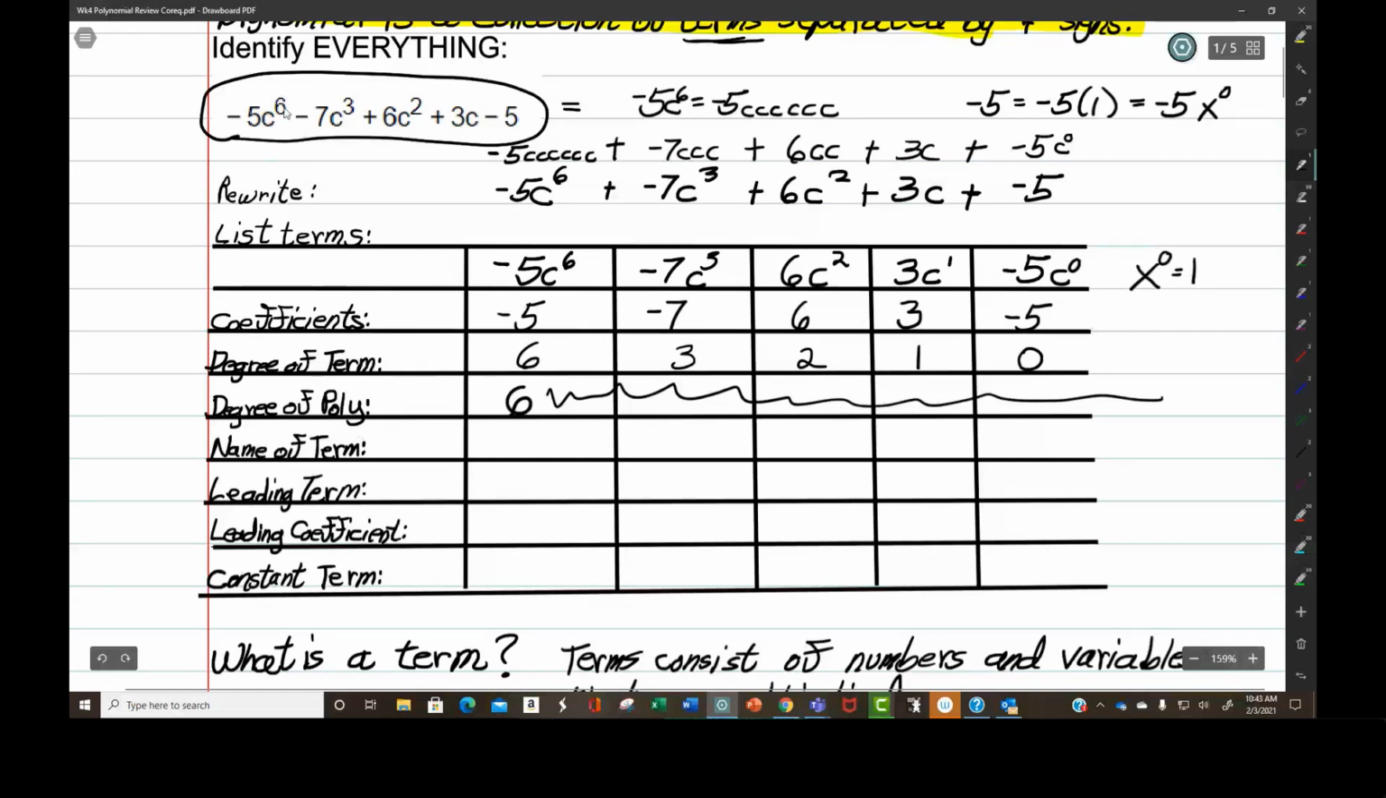And then notice that the degrees go downhill. 1 and 0. All right, this is called descending order. Very important that you put your polynomials in descending order. So I'm going to write that up here. All of this should be sounding very, very familiar.